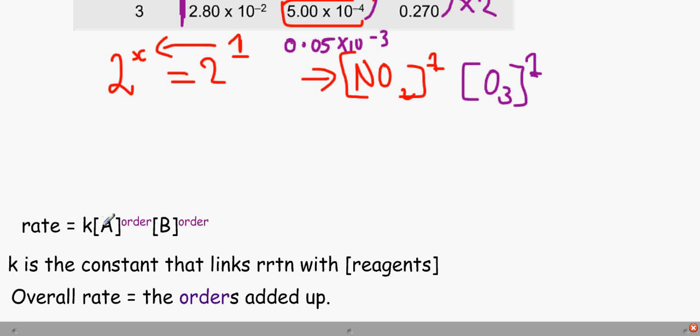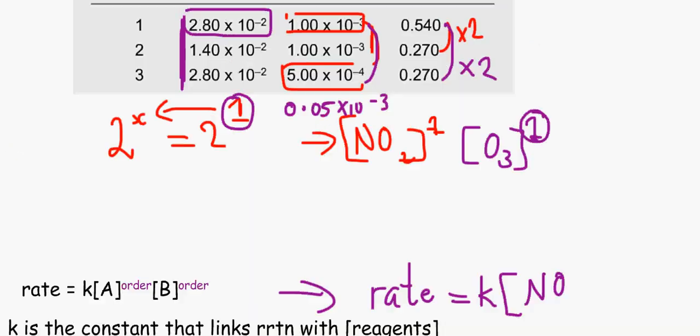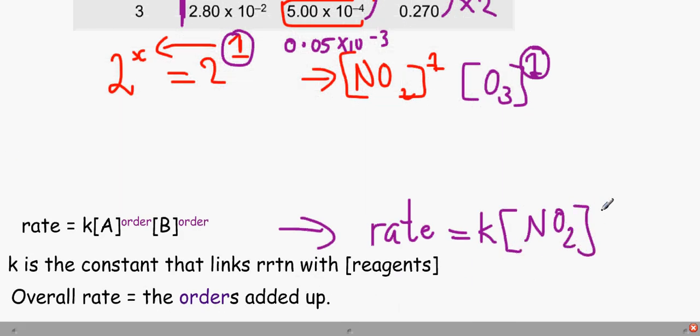Rate equals K times the concentration of A to the power of its order, which we know is 1, times the concentration of B to the power of its order, which we know is 1. Okay, so if we were to write this properly, it would be rate equals K times the concentration of NO2, times O3. We can write the 1 here if we want, but if you do maths, you know that anything to the power of 1 is itself.